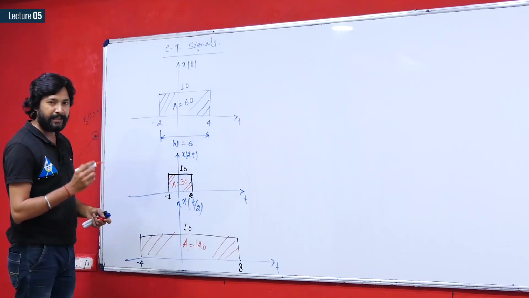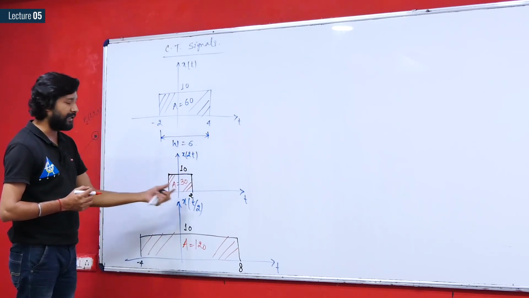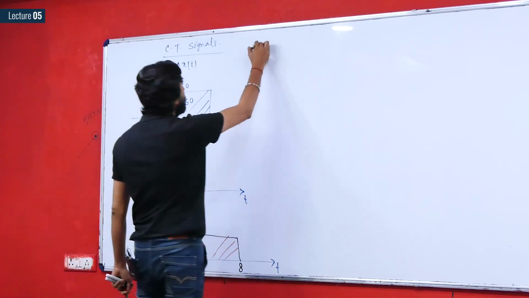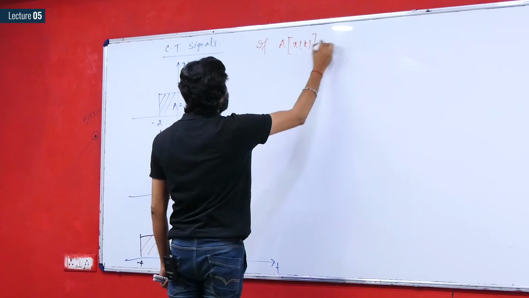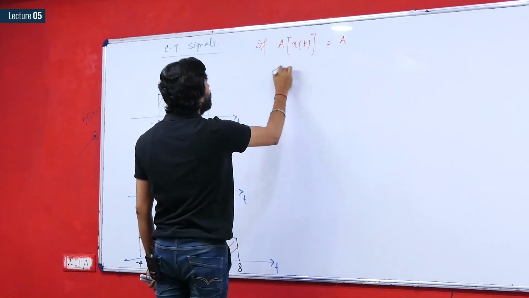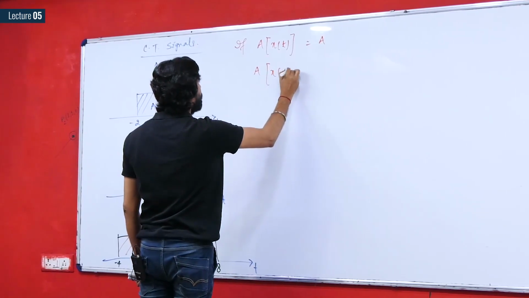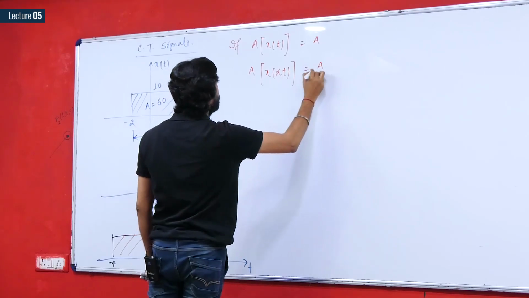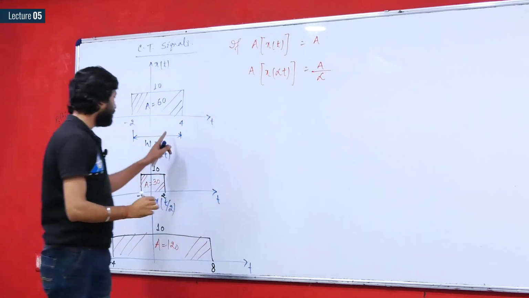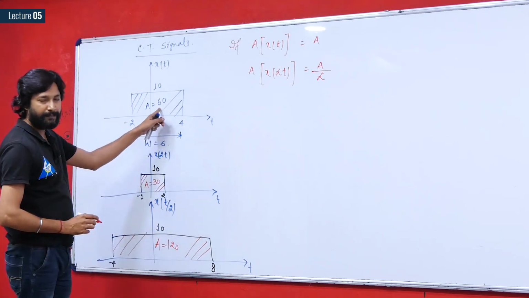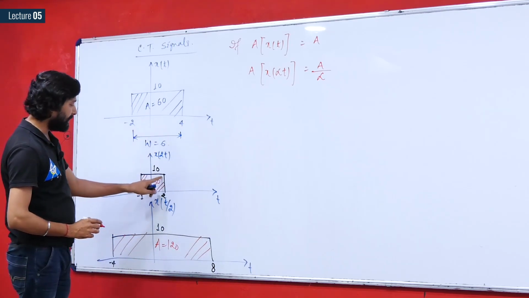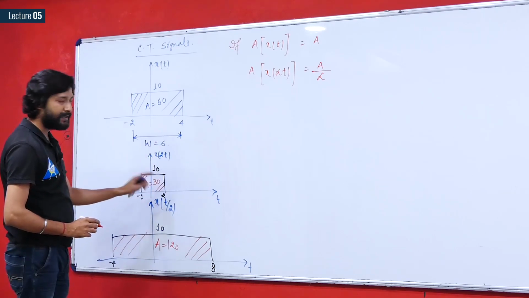So what you can conclude is, if x of t has an area A, then the area of x of alpha t will get divided by the scaling factor alpha. So you can say that if the area of x of t is equal to A, then the area of x of alpha t is going to be A upon alpha, which can be verified using these two also. Here the scaling factor is 1 by 2, therefore the area gets multiplied by 2. Here the scaling factor is 2, therefore the area gets divided by 2, that is 30.